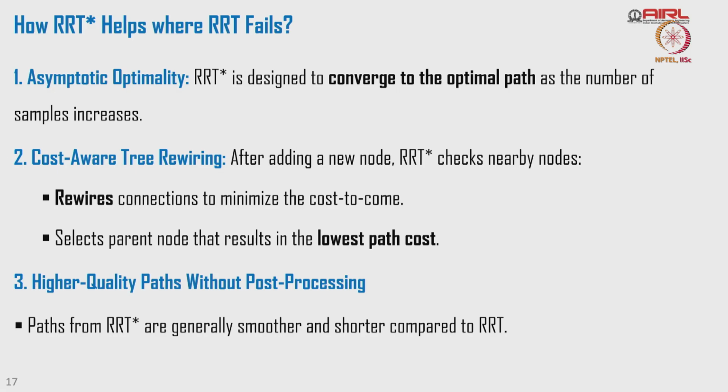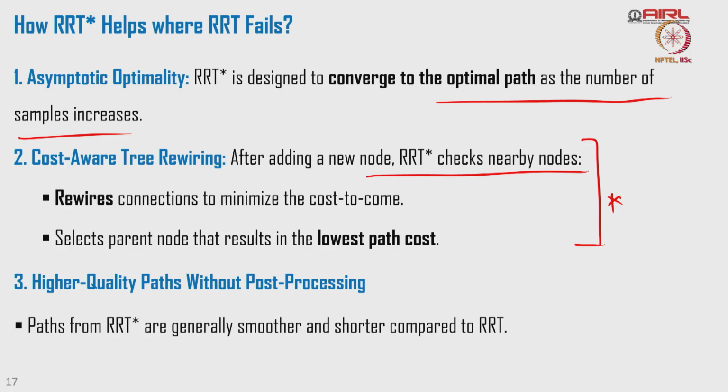Okay. So, asymptotic optimality: RRT star is designed to converge to the optimal path as the number of samples increases, that is what asymptotic means. Then there is cost-aware tree rewiring. So, this point is very important because that is the part of the optimization which RRT star is doing extra over RRT. So, after adding a new node, RRT star checks the nearby nodes, rewires the connections to minimize the cost to come, and selects the parent node that results in the lowest path cost. So, these are the two steps, right. Now, what happens?